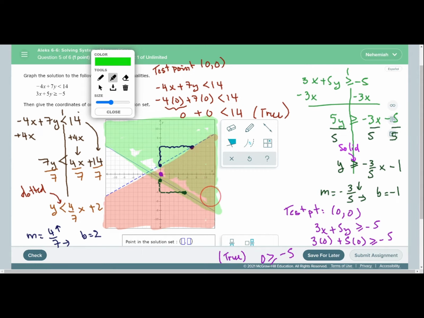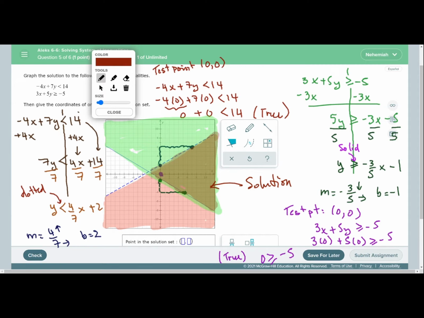Now you can see where they intersect. The intersection right here is our solution. Everywhere else is extra. The solution is right in that part, in the center. I'm about to erase everything to shade that area only.